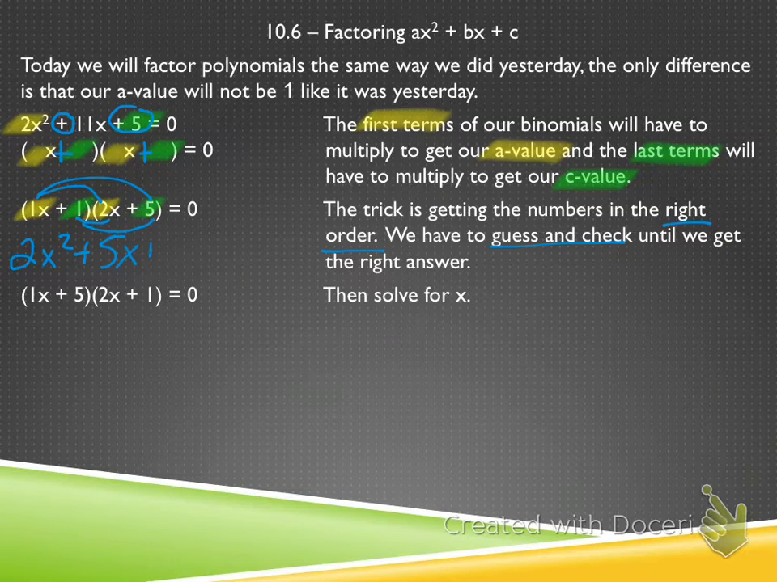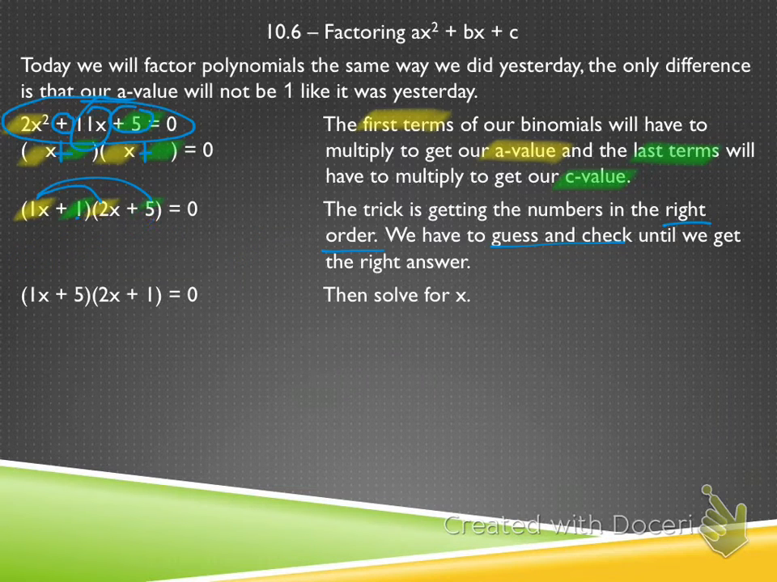So when I multiply these by doing the crab claw, I get 2x squared plus 5x plus 2x plus 5. Combine 5x and 2x together, and I get 2x squared plus 7x plus 5. I then check to see if this is the same as my beginning equation, which it's not, because this is a 7x and this is an 11x. So I go ahead and erase this. So this one did not work.